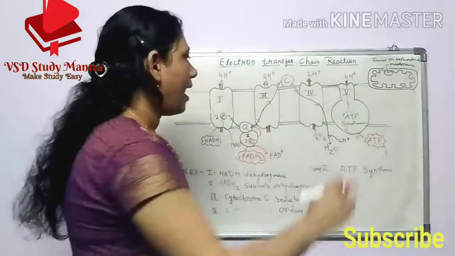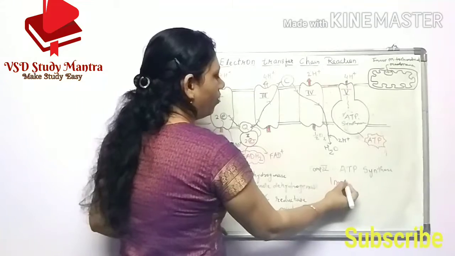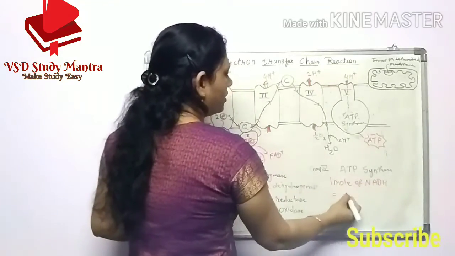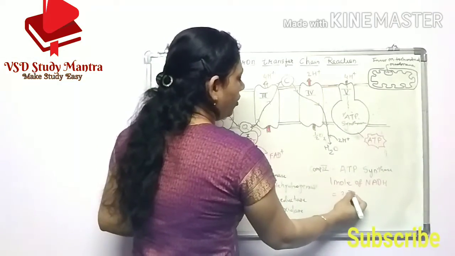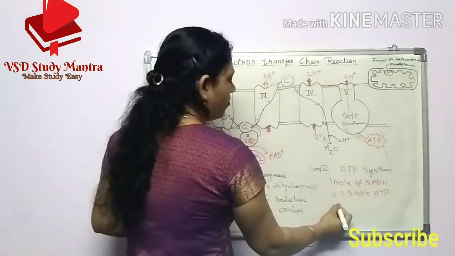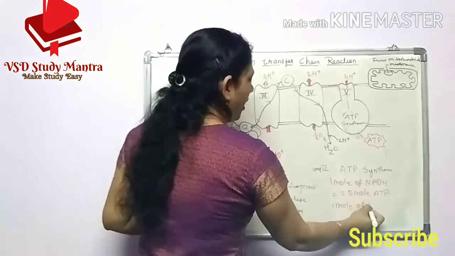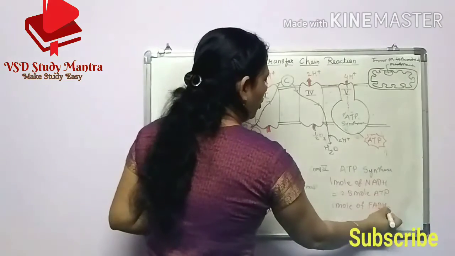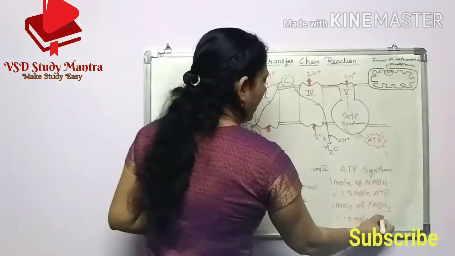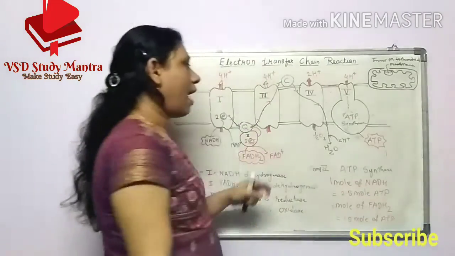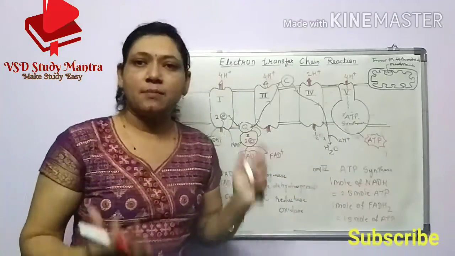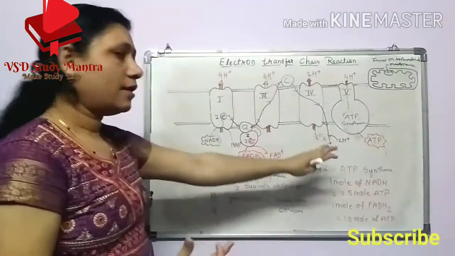Okay students, 1 mole of NADH gives 2.5 moles of ATP, and 1 mole of FADH2 gives 1.5 moles of ATP. So how ATPs are produced, you have seen very clearly, in a very simple diagrammatic form.